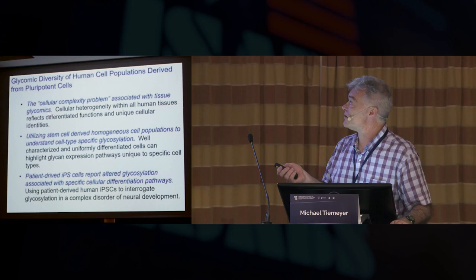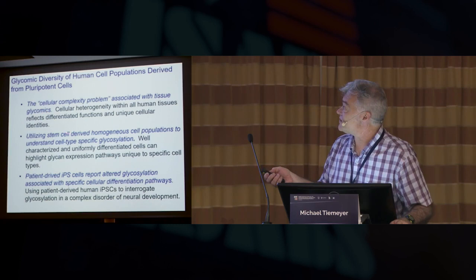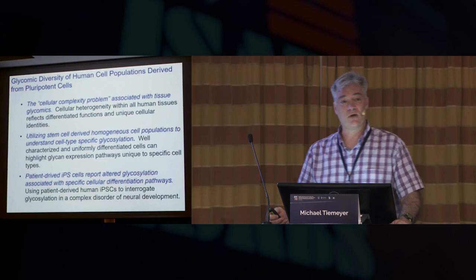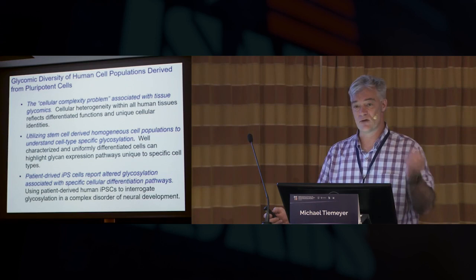So I'm going to talk about that problem briefly, and then talk about our utilization of stem cells to derive more homogeneous cell populations, and then finish up by talking about, I think, a unique aspect of having cellular resources where you can utilize patient-derived iPS cells to ask glycomic questions associated with specific disease-relevant cell populations.